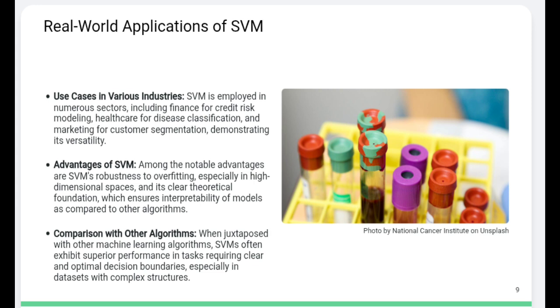Lastly, comparison with other algorithms. When juxtaposed with other machine learning algorithms, SVMs often exhibit superior performance in tasks requiring clear and optimal decision boundaries, especially in datasets with complex structures.